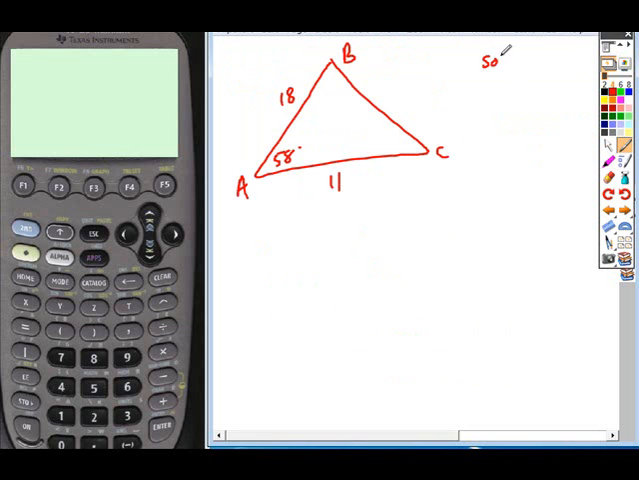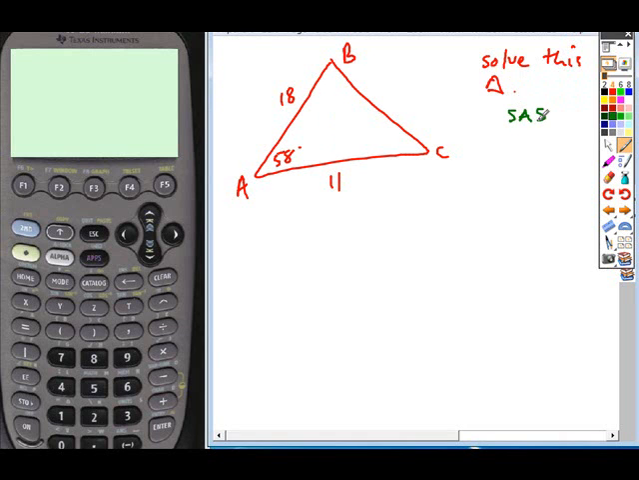Okay, and so your question is still going to be solve this triangle, which means find all the missing pieces. So you're going to find angle B, angle C, and side A. First of all, what pattern is used for this? Two sides and the included angle. So SAS is law of cosines.